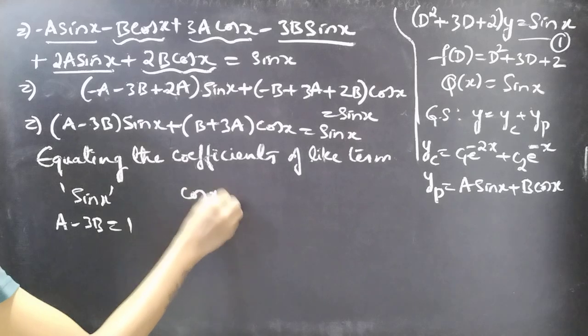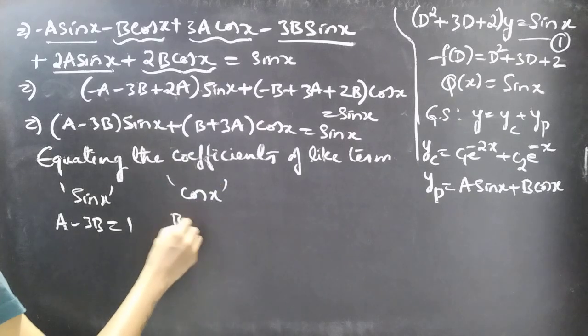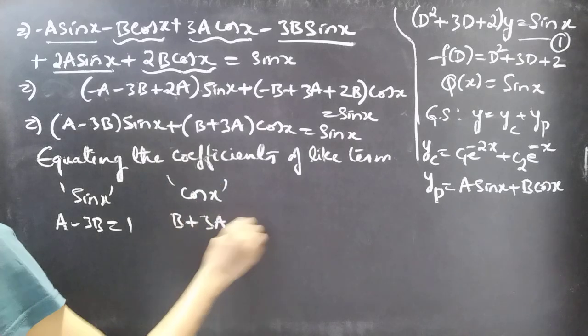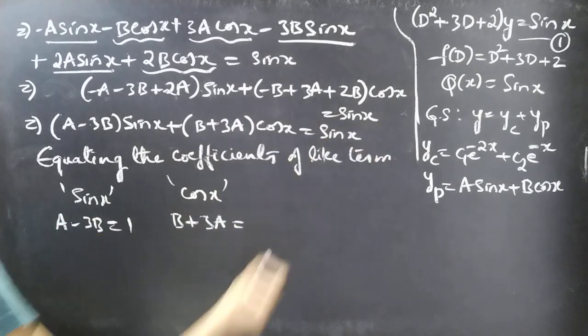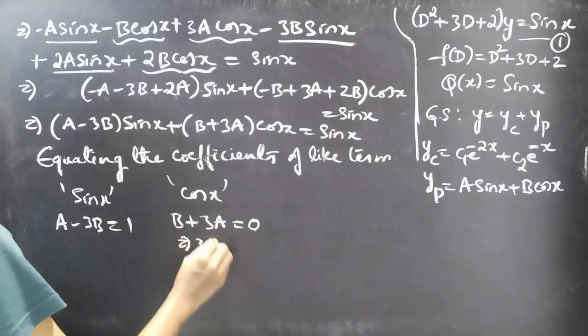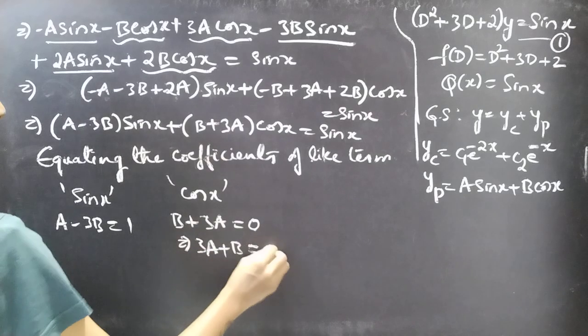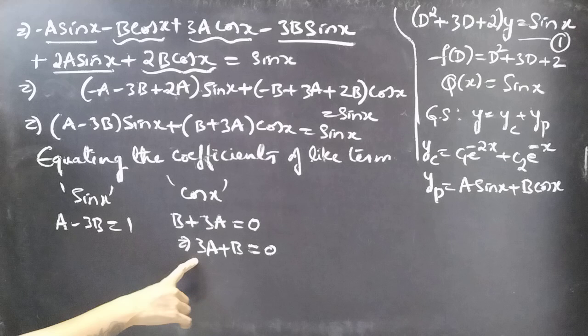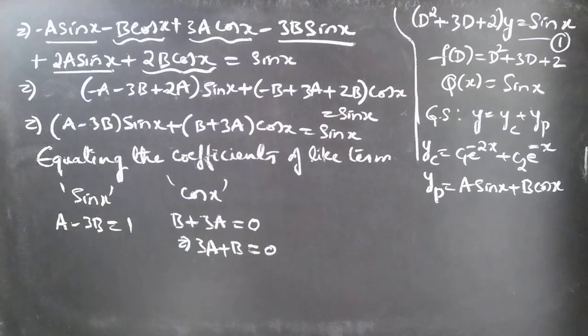And now equate the equations of cos x. b plus 3a equal to, you don't have any term involving cos x in the RHS, so take it as 0. You can just write it as 3a plus b equal to 0. Now we'll solve these two equations in order to find a and b.